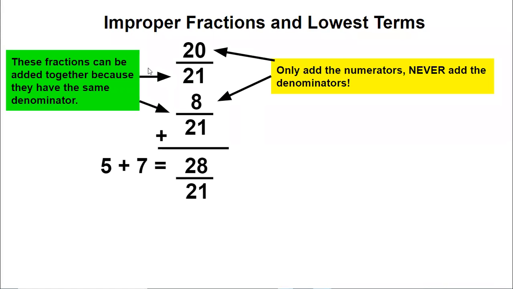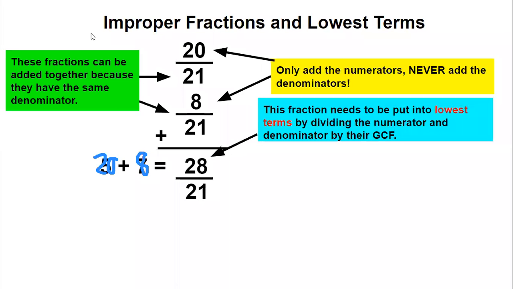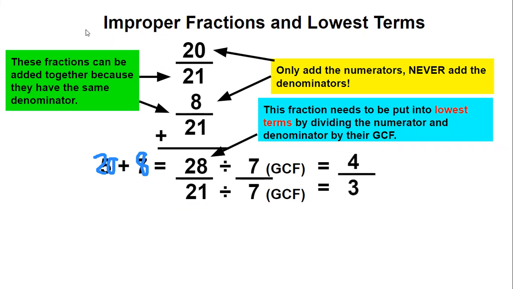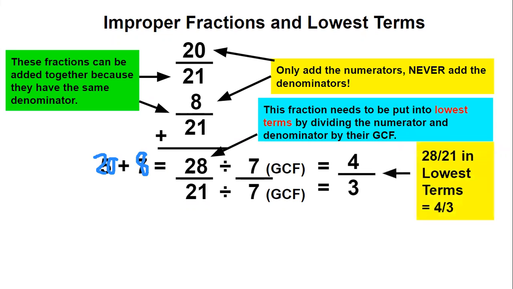Oops. I want to keep this here because that was a mistake. This should be a 20 and this should be an 8. There we go. All right. Divide top and bottom by 7, the GCF. That equals 28 divided by 7 equals 4, 21 divided by 7 equals 3, 4/3. So 28/21 in lowest terms is 4/3.